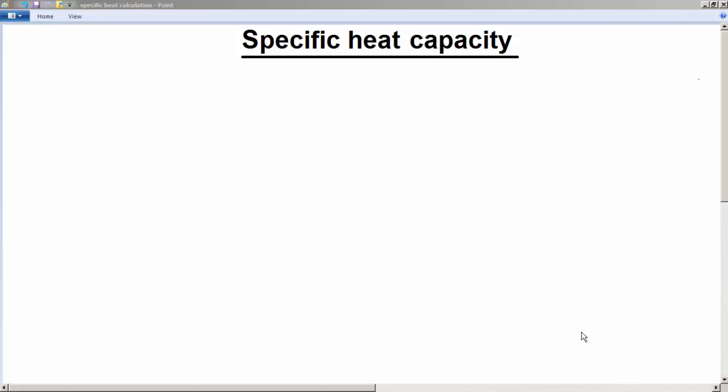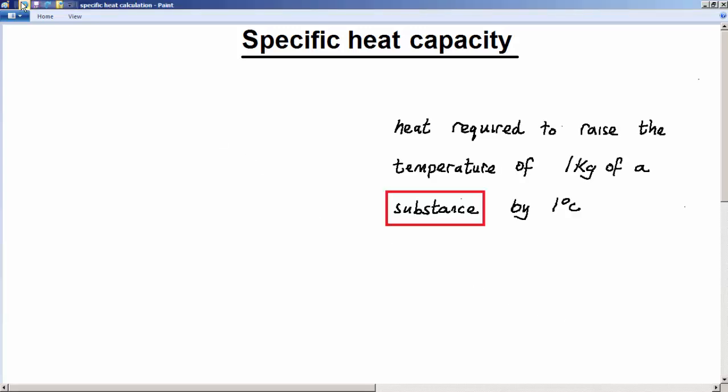In this lesson we're going to continue to look at specific heat capacity. This time we're going to have a look at some specific heat capacity problems or calculations. So we remember that from the previous lesson, the specific heat capacity of a substance is the heat required to raise the temperature of 1 kilogram of that substance by 1 degree Celsius.